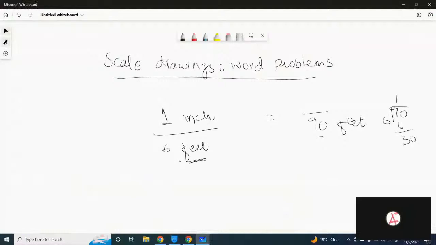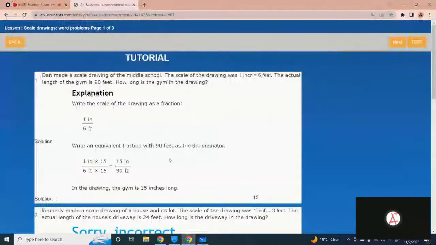You can divide 90 by 6. So it would be 15. That means you have to multiply the values by 15. Got it? So 15 times 1 is 15 and 15 times 6 is 90. So that means if it is 90 feet originally, then in the scale drawing it would be 15 inches. Got it? Okay, let's do another example.